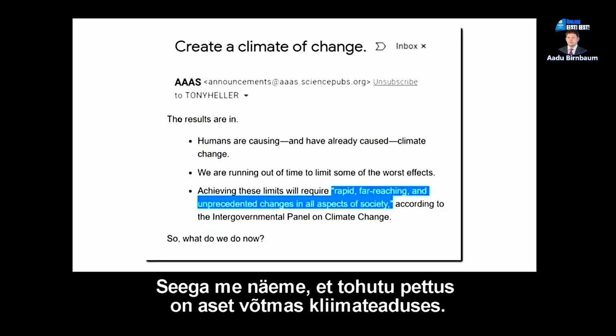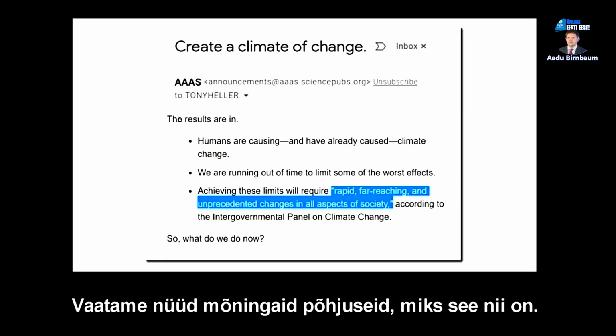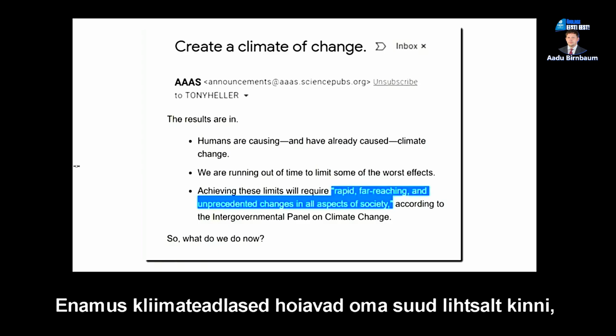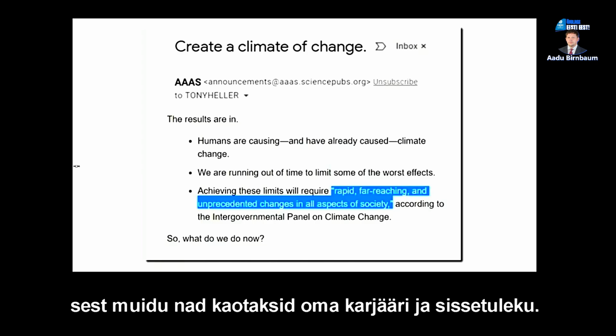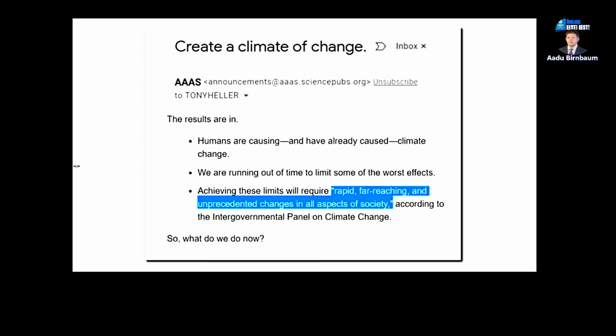So we can see that massive fraud is going on in climate science. Now let's look at some of the reasons why this is happening. Most climate scientists are just keeping their mouths closed because they have to. If they open their mouths, they'd lose their career, they'd lose their income, and they would be thoroughly trashed.